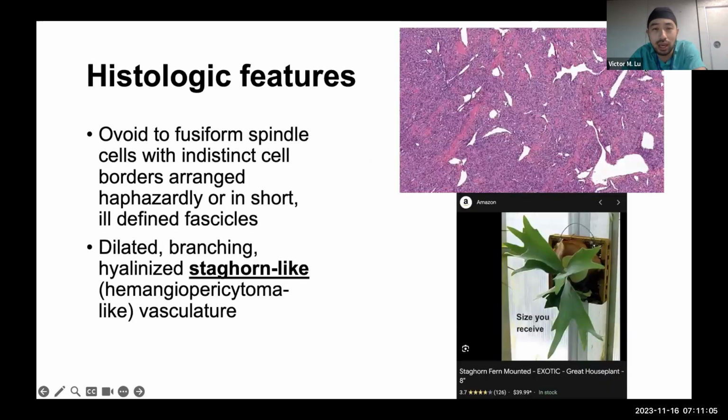Histologic features, again, to bring it home, it's a staghorn-like appearance, for all of those that were wondering what a staghorn really is. There's an example of it in the bottom right. It is selling for $40 on Amazon, this specific one, but you can see how the staghorn shape reflects what you see also in the vasculature and histology slide.